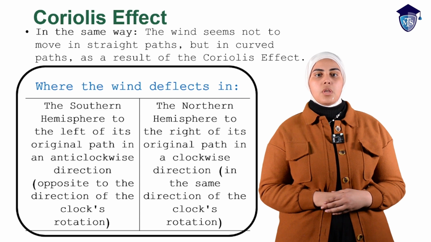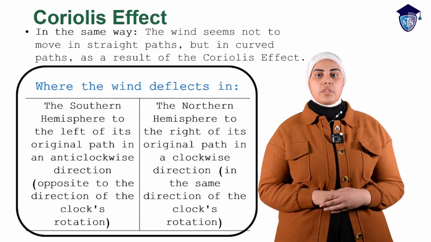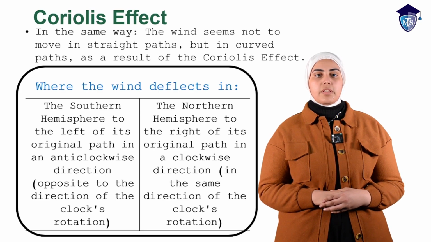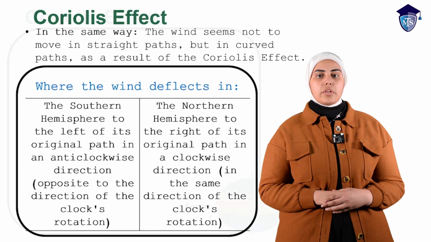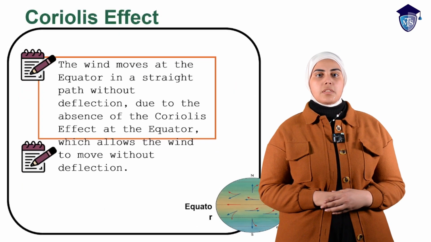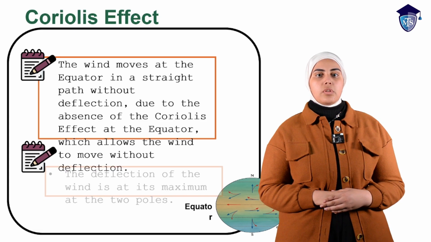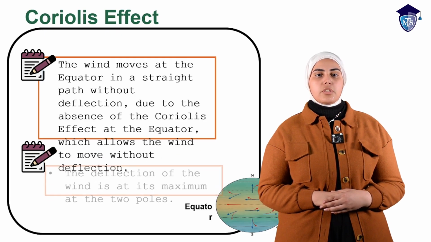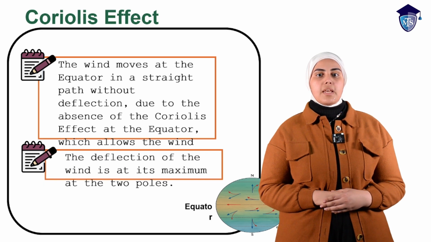As a result of this, the wind deflects differently in the southern and northern hemispheres. In the southern hemisphere, it deflects to the left of its original path in an anti-clockwise direction, while in the northern hemisphere, to the right of its original path in a clockwise direction. At the equator, the wind moves in a straight path without deflection, due to the absence of the Coriolis effect. The deflection of the wind is at its maximum at the two poles, as you can see in the next picture.